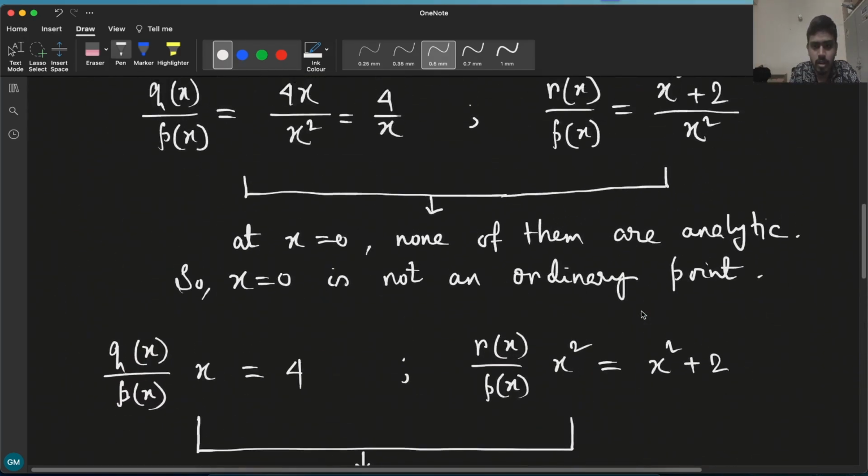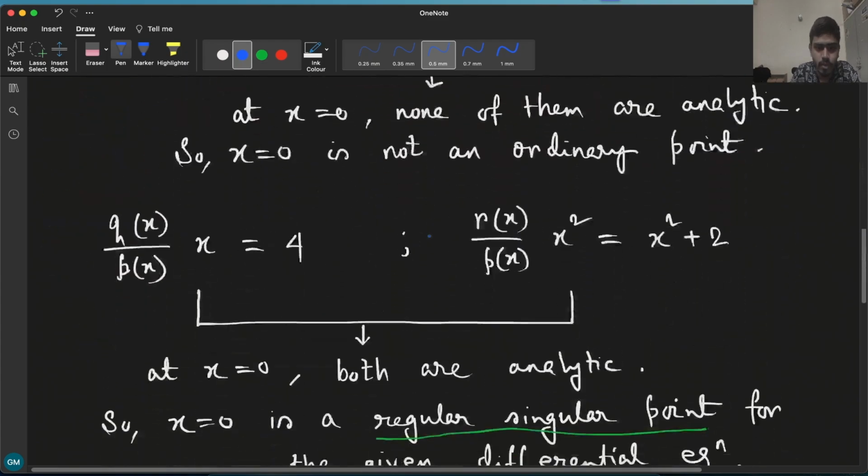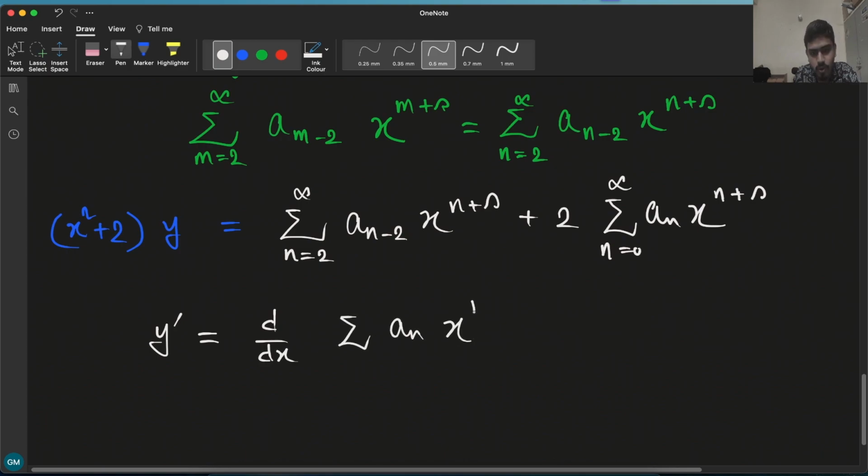Now let's go for the second term. For that we need to calculate y dash first. y dash equals d/dx of y, and what is y? It is the sum over n equals 0 to infinity of a_n x to the power n plus s.